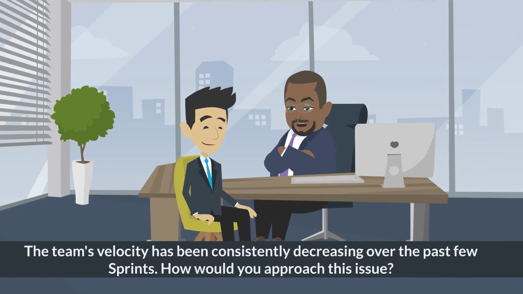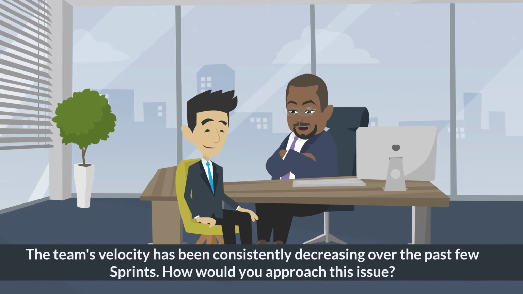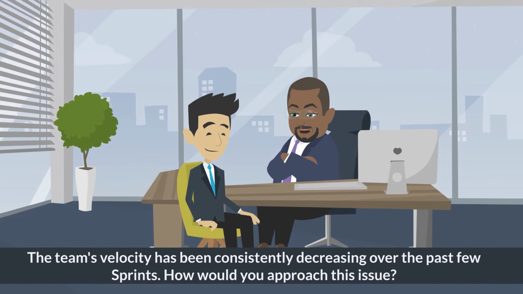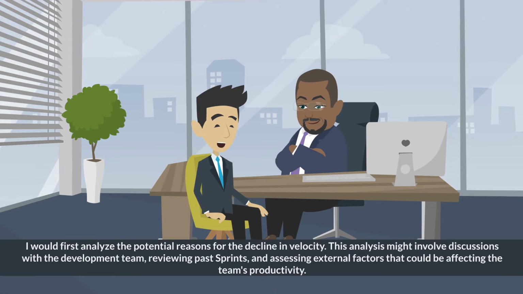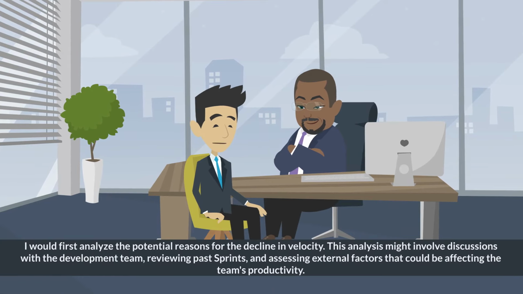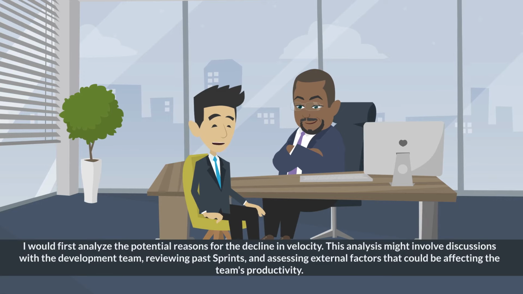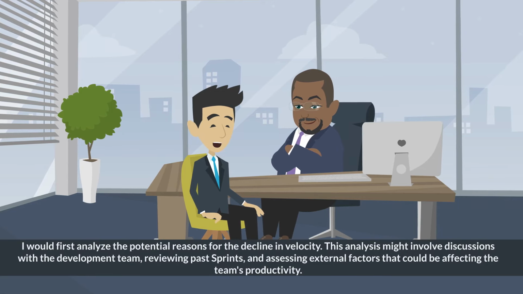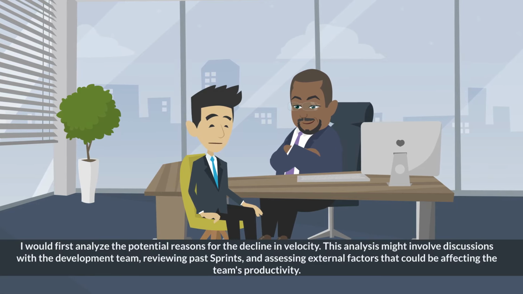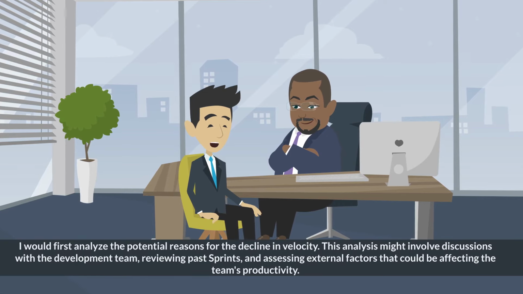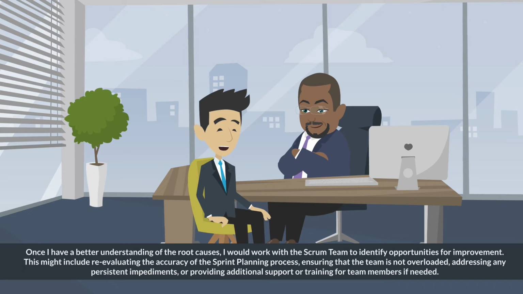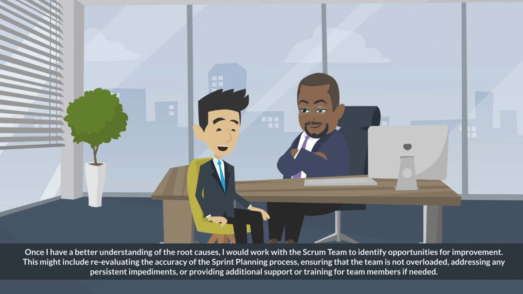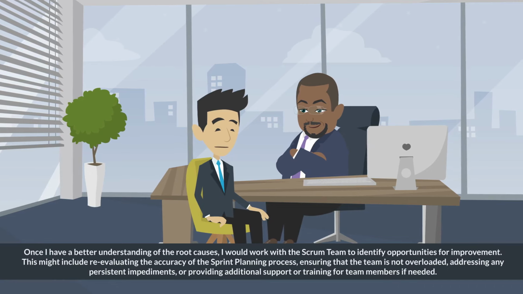The team's velocity has been consistently decreasing over the past few sprints. How would you approach this issue? I would first analyze the potential reasons for the decline in velocity. This analysis might involve discussions with the development team, reviewing past sprints, and assessing external factors that could be affecting the team's productivity. Once I have a better understanding of the root causes, I would work with the Scrum team to identify opportunities for improvement.